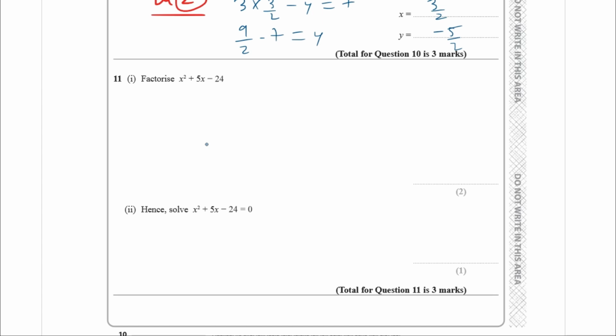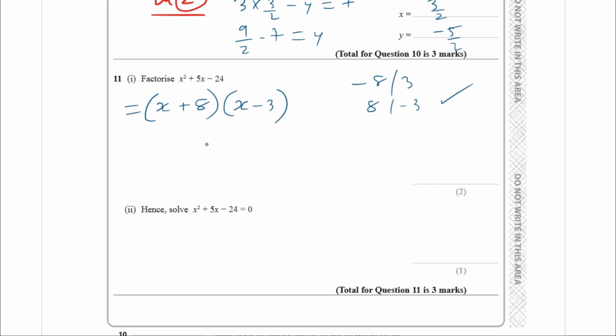So for question 11, factorizing this, that's a quadratic. We're looking for a product of negative 24, that adds up to 5. You have options here, so negative 8 and positive 3, or probably positive 8 and negative 3. And it seems like this is going to be very good here, so we're going to use that. So we could say that this is x plus 8 factor of x minus 3.